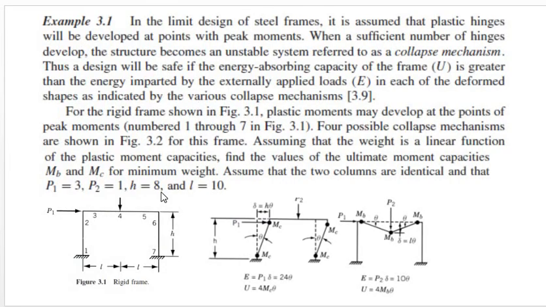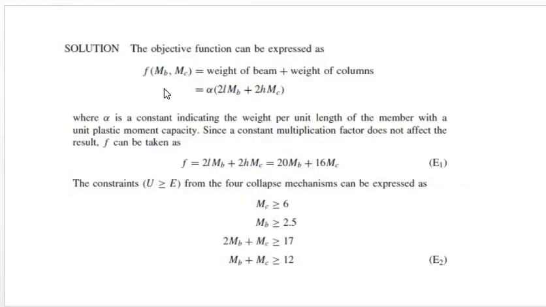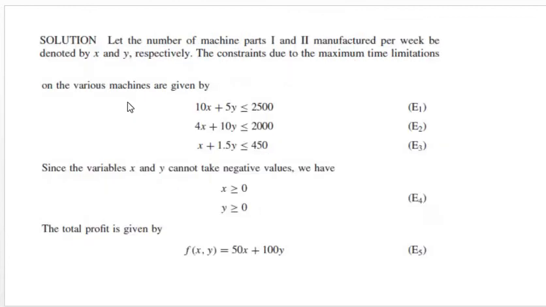So this is another example. Limit design of steel frames. The figures are given. You can formulate the objective function like this with respect to these constraints. This is another question. So the objective function and constraints are formulated.